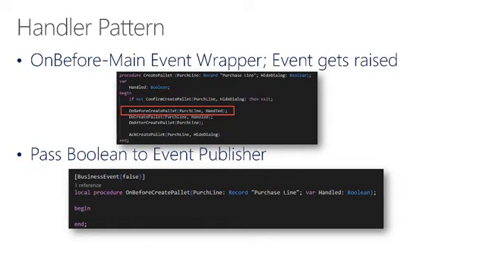So in the onBeforeMain event wrapper, the event gets raised. And that's the onBeforeCreatePalette that has a red outline. Then you pass the Boolean to the event publisher, right? So you have onBeforeCreatePalette gets the purchase line that was sent into the CreatePalette main, or the procedure, the CreatePalette procedure. And then the event publisher has that purchase line, and we also pass it the handled, which is a local Boolean variable of that main global procedure.